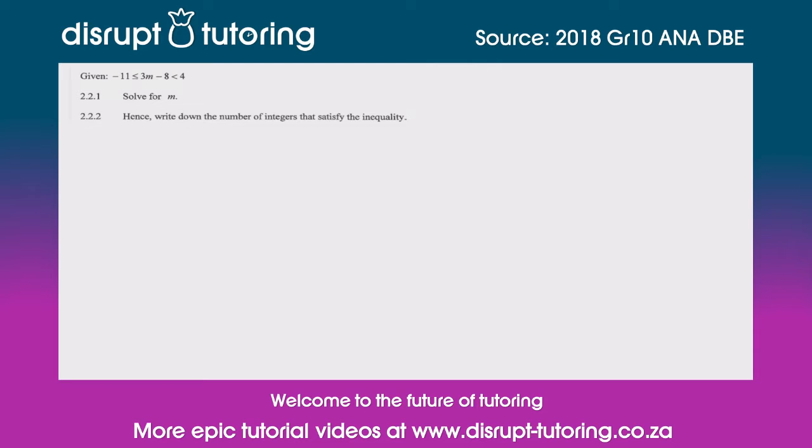Today we're going to deal with an inequality, specifically solving for a variable within an inequality. They've said to us solve for m, so I'm going to do that one first. 2.2.1, we've got minus 11 is smaller than or equal to 3m minus 8 is smaller than 4. Remember, our focus is the center bit, and we need to try and get this m by itself.